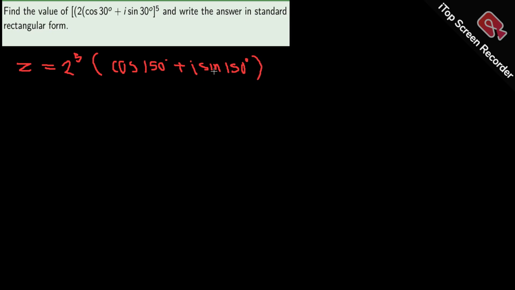Now, what are you going to do from here? According to the question, they're asking us to write this in standard form, which is rectangular form. We know that the angle that we have is actually not one of the special angles, but we can do something to make it one of the special angles. Already we know that 2 raised to the power 5 is equal to 32. So I'm going to write 32 here. Then this side, just write it the same way it is.